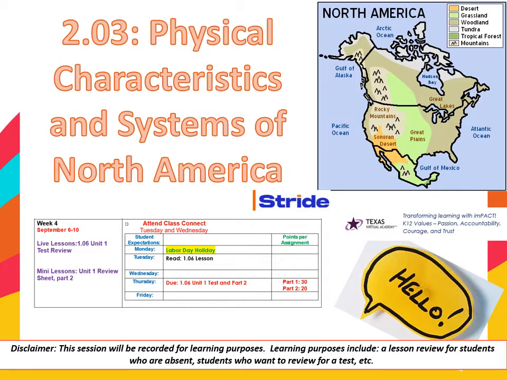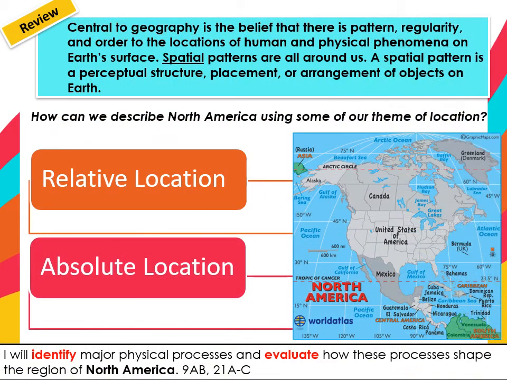Okay, moving right along. Central to geography is the belief that there is a pattern, regularity, and source to the locations of human and physical phenomena. Why do we live where we live as we live? A lot of it has to do with spatial patterns, the spatial patterns around us. A spatial pattern is a perceptual structure, a placement or arrangement of objects on the earth. So, for instance, a mountainous region is a spatial pattern based on the fact that the Rocky Mountains are there.